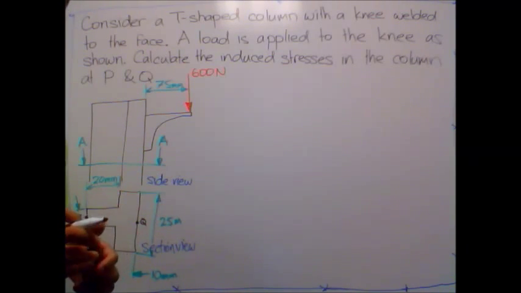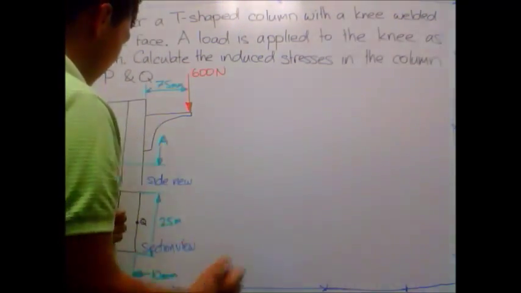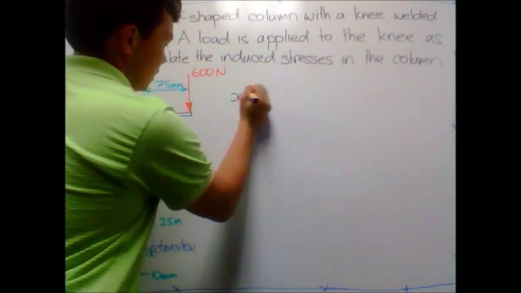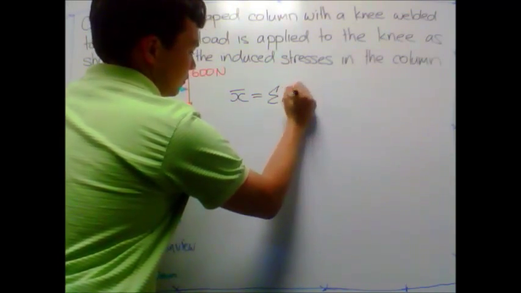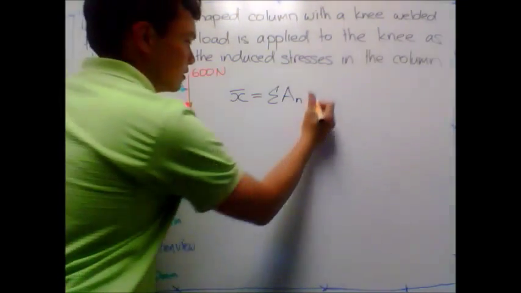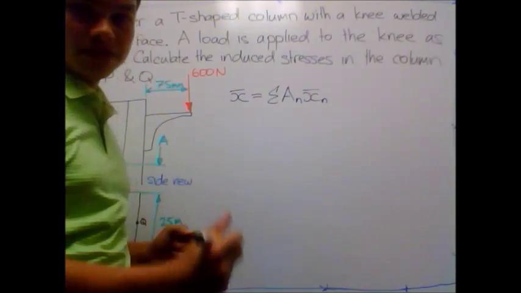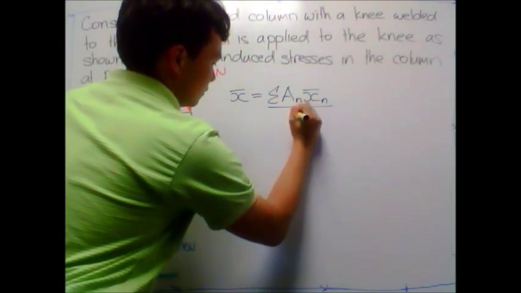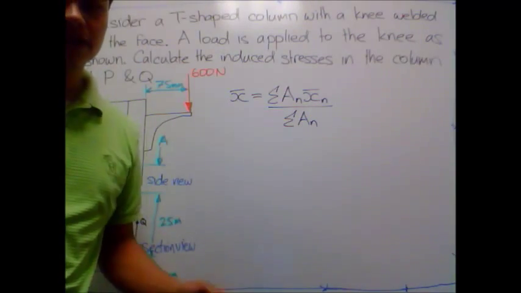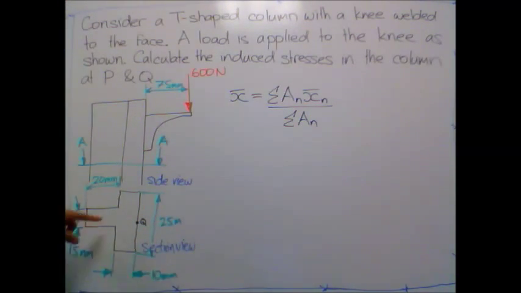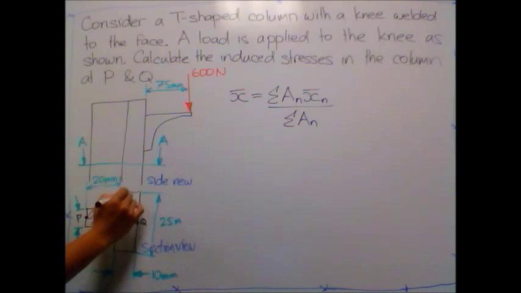To determine the centroid, we use a formula. In this case, x bar equals the sum of the area of each of our shapes times the centroid for each of our shapes, divided by the sum of the area for each of our shapes. So this is the cross section that we're dealing with at the moment.